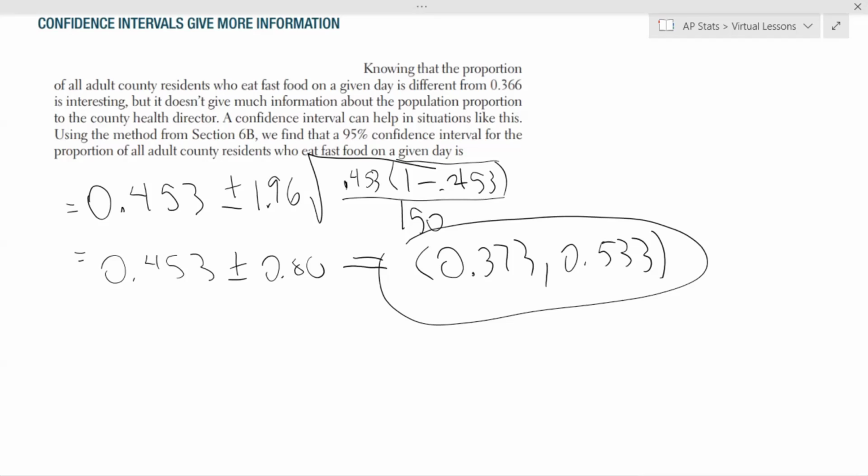Now, with proportions, the link isn't perfect because the standard error used for the confidence interval is based on the sample proportion, while the standardized test statistic's denominator uses the null value for that. Okay. But the big idea is still worth considering. A two-sided test at a significance level of 0.05 or a 95% confidence interval gives similar information about the population parameter.